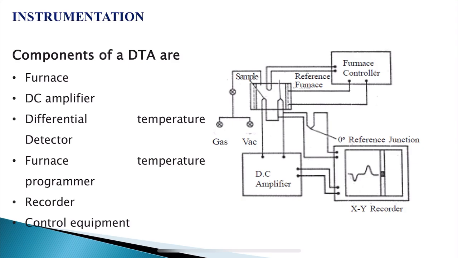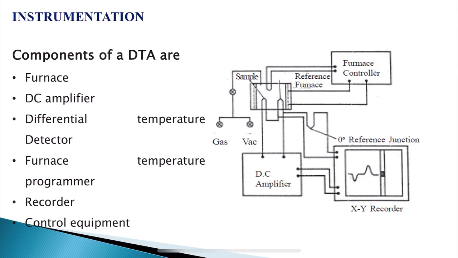Okay, so mainly there are 6 different components of the DTA apparatus, and they are: the first is the furnace, then the DC amplifier, the differential temperature detector, the fourth one is the furnace temperature programmer, the fifth one is the recorder, and the sixth one is the control equipment.